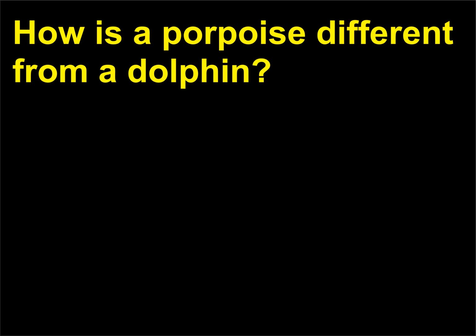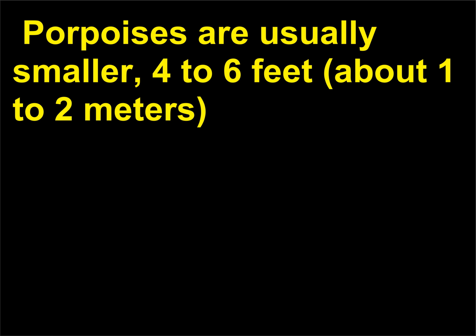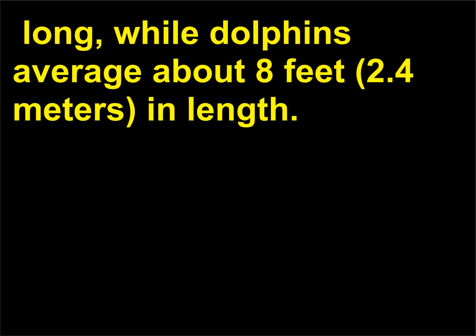How is a porpoise different from a dolphin? Both porpoises and dolphins are types of whales, they are closely related to one another. Porpoises are usually smaller, 4 to 6 feet, about 1 to 2 meters long, while dolphins average about 8 feet, 2.4 meters, in length.